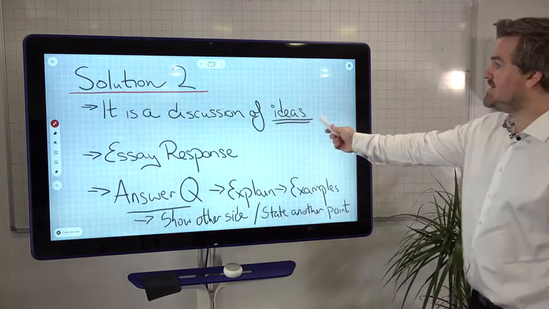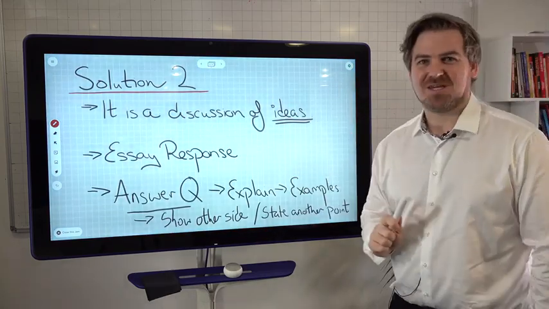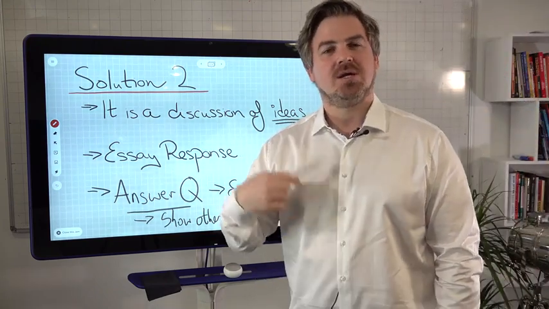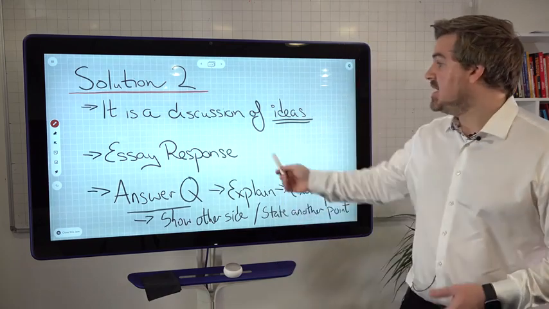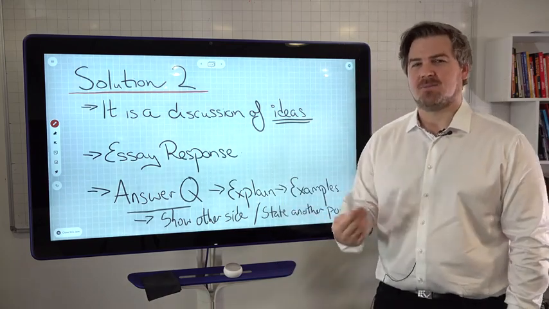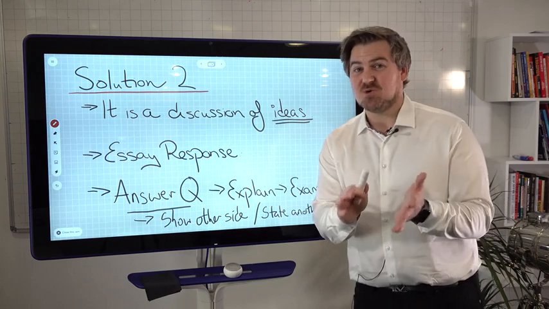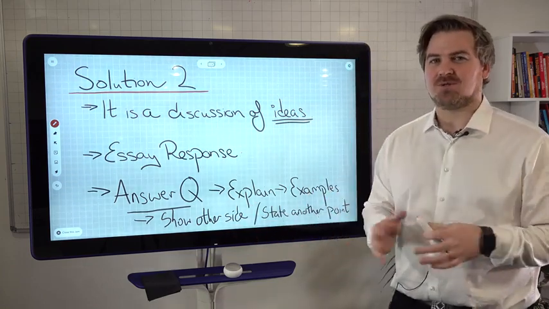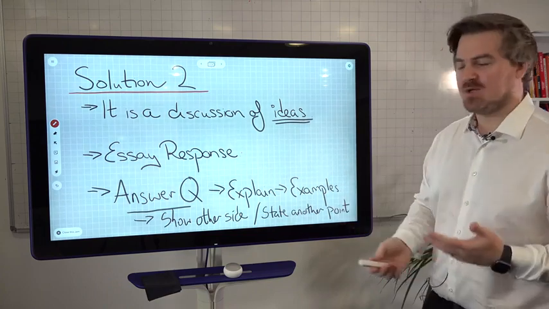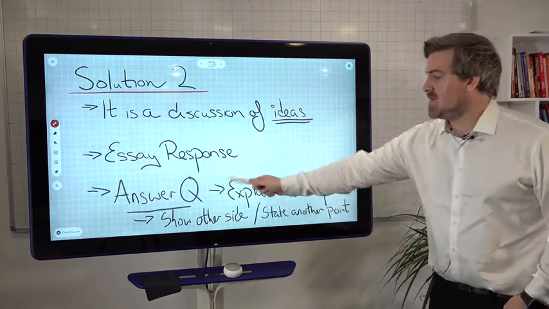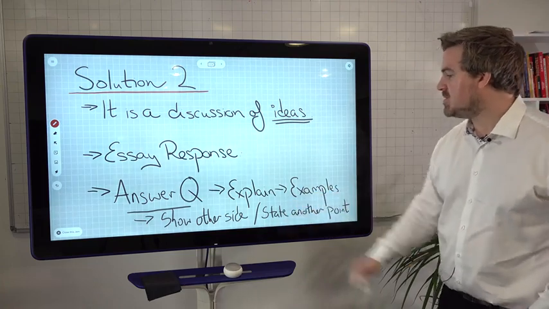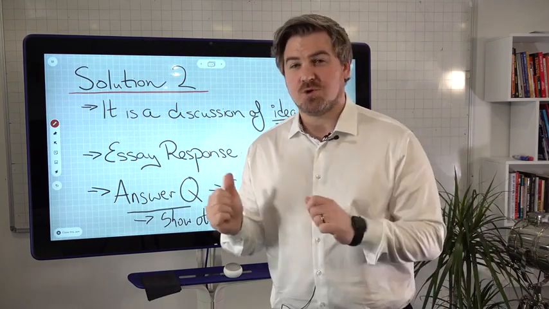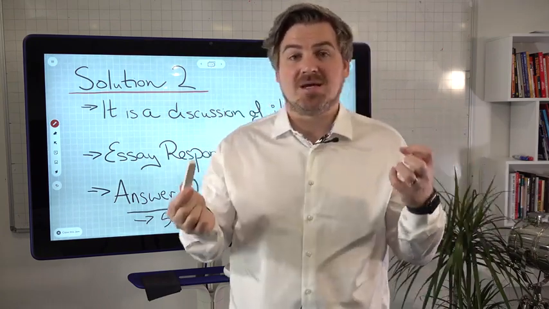Solution number 2: it is a discussion of ideas, all right? It's not about you, it is a discussion of ideas. In the same way, kind of like an essay response, like an academic Task 2 essay response. If you're watching this video, you know what academic writing Task 2 is and how you structure an answer and how you would put an answer on paper. That's what you're looking for. So for example, you would answer the question, explain, give an example, show the other side, state another point. This discussion of ideas, and we'll show you more about this, but that's the best way to think about Part 3.